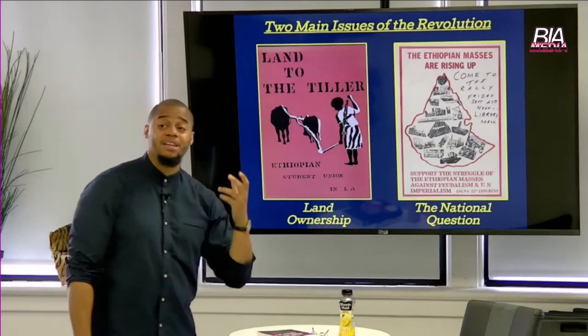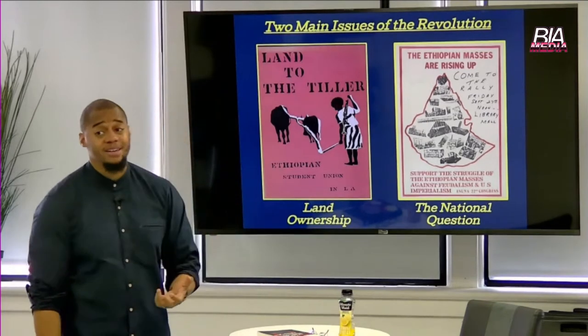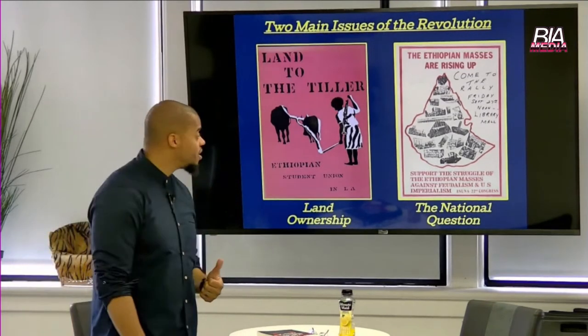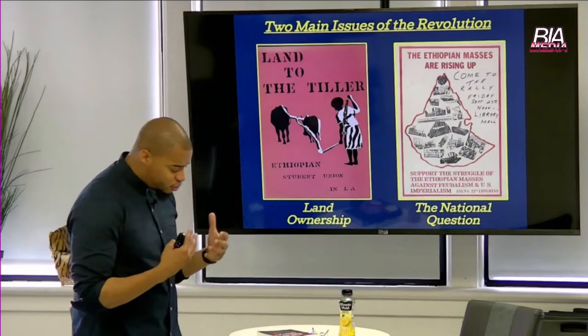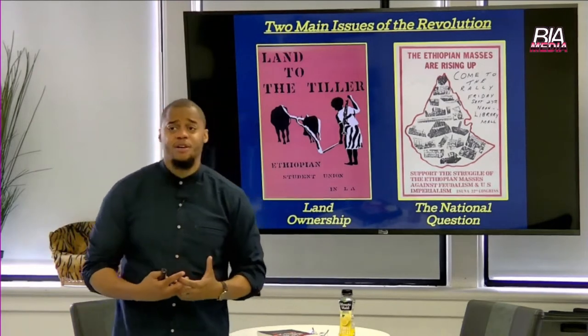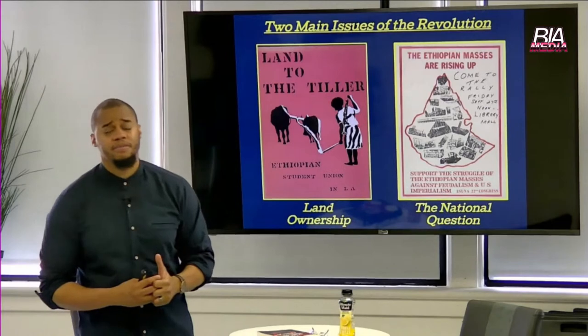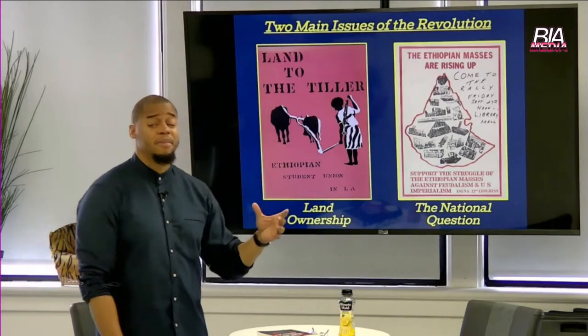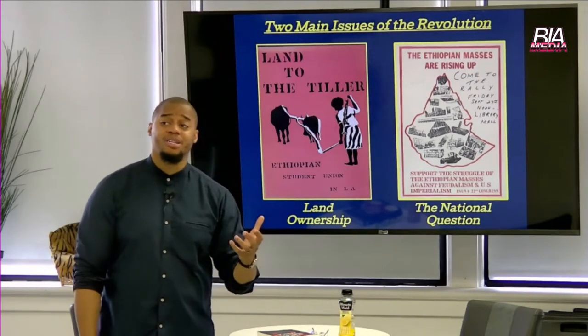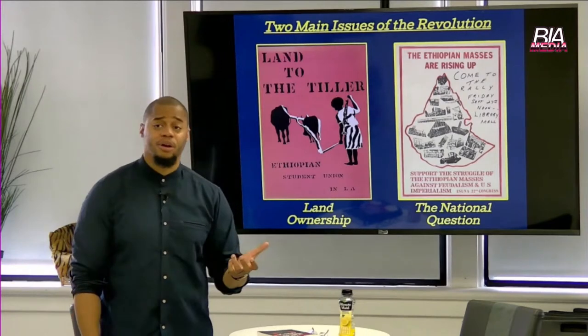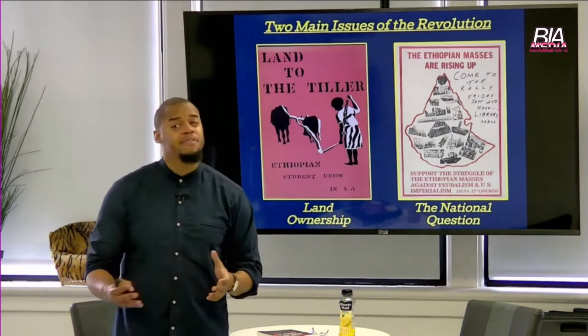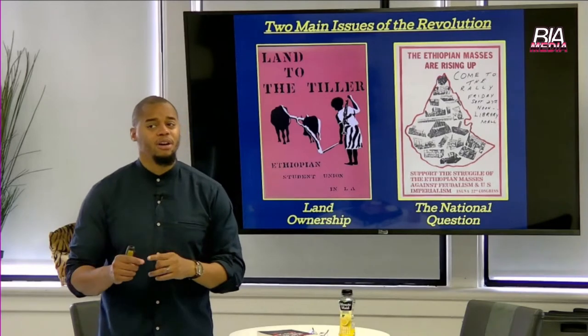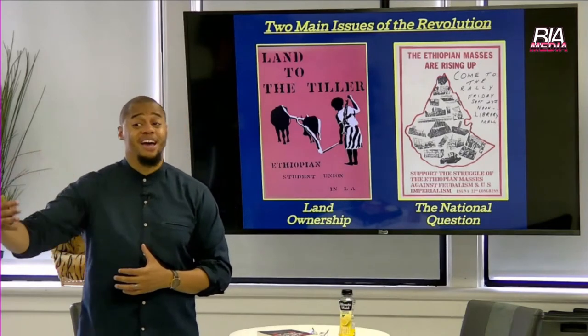We should give the land to the people that actually work the land and not the people that are exploiting them. So you had two major questions that arose in Ethiopia among the student organizations. One was the land question. Everybody agreed, if you're poor and you work the land, you should own the land. You shouldn't be exploited. The second question, not everybody agreed upon. Now, this is very important because this affects Ethiopia today.